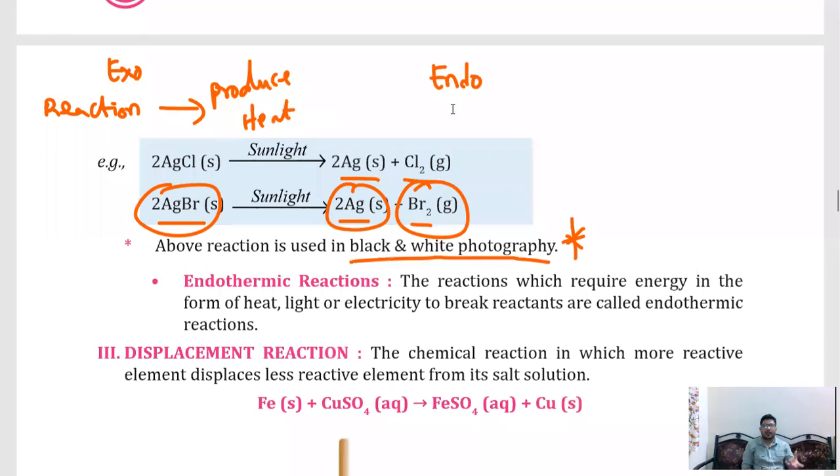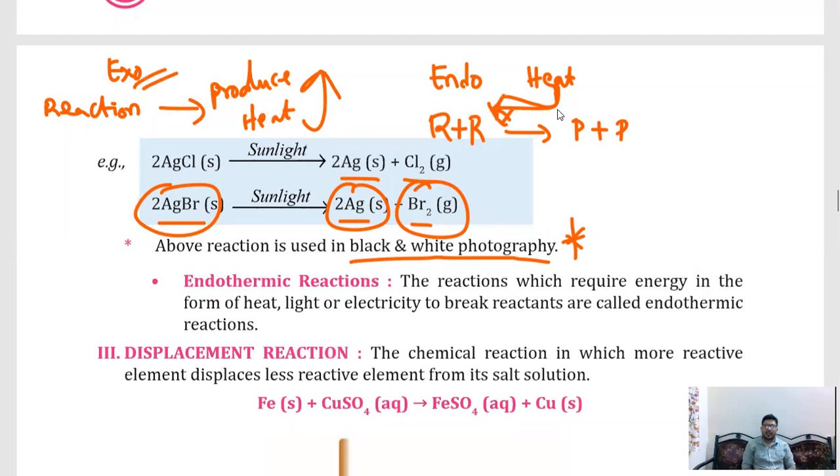Heat energy is given out. Endothermic means heat energy should be given for a chemical reaction. Consider there are some reactants and they will not produce a product. If you give heat energy to the reactant, then only products are formed. So if heat energy is generated, it is exothermic. If heat energy is given, it is endothermic.